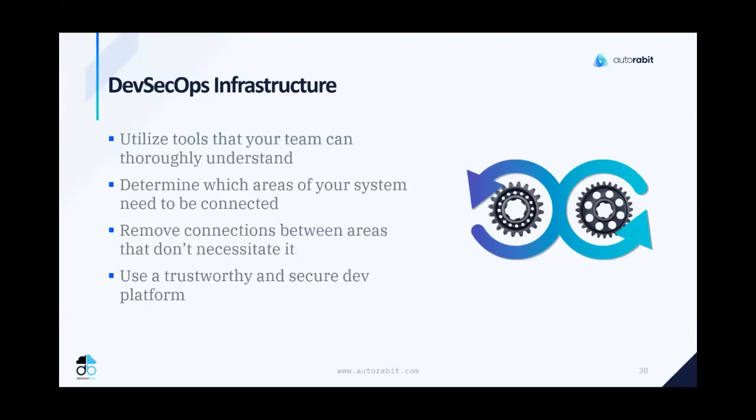So some of the ways you can do this is by utilizing tools that your team can thoroughly understand, not only from an operational perspective, but also from an importance perspective and how they contribute to security. You want to make sure you can determine which areas of your system absolutely need to be connected and ultimately remove connections between areas that don't necessitate it. The more input you have into your DevOps pipeline that you don't control, the more risk you're opening yourself up to. And you ultimately want to use a trustworthy and secure dev platform. What we've seen from a lot of our customers is that to completely control their DevOps operations on Salesforce, they're opting to put their DevOps pipelines on-prem behind their firewalls so that they control every single aspect in a release pipeline.